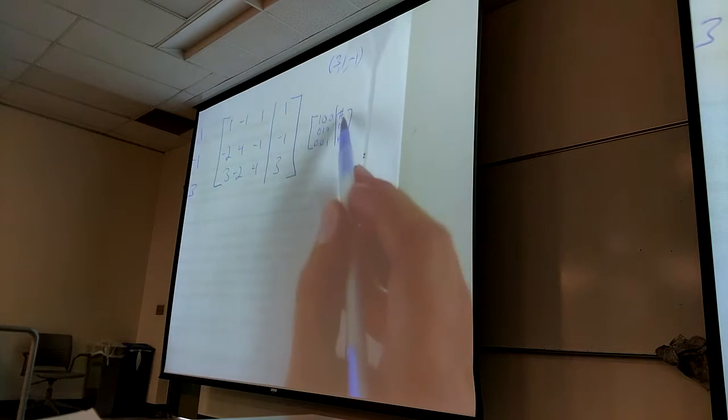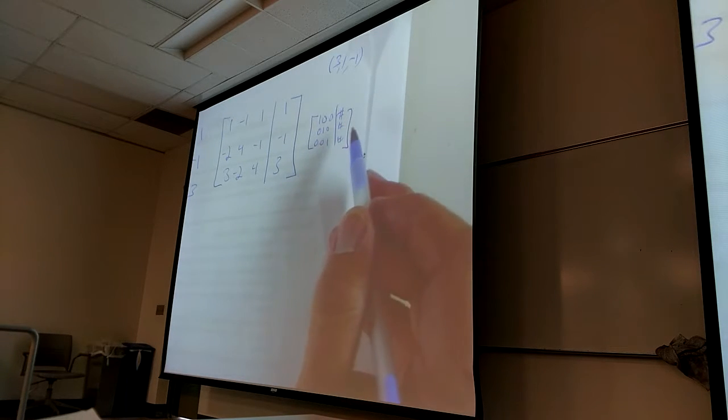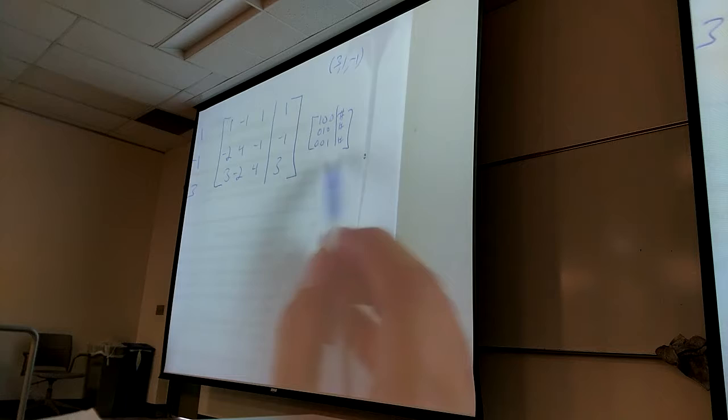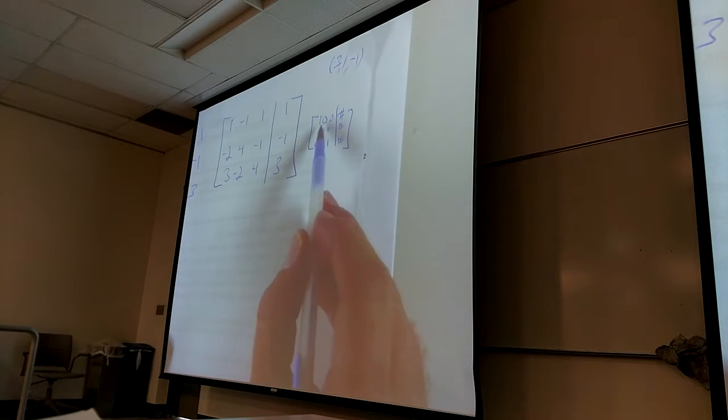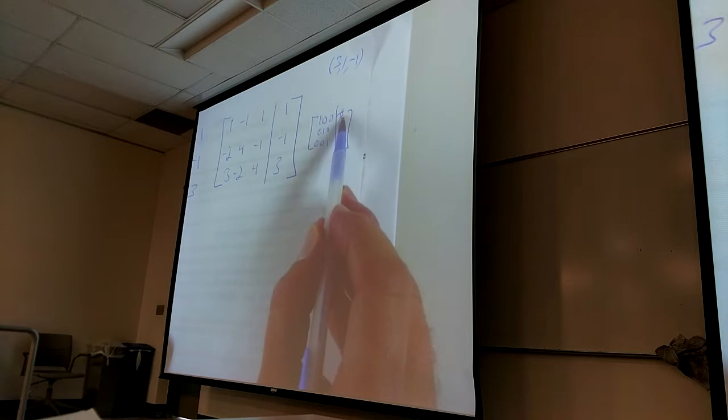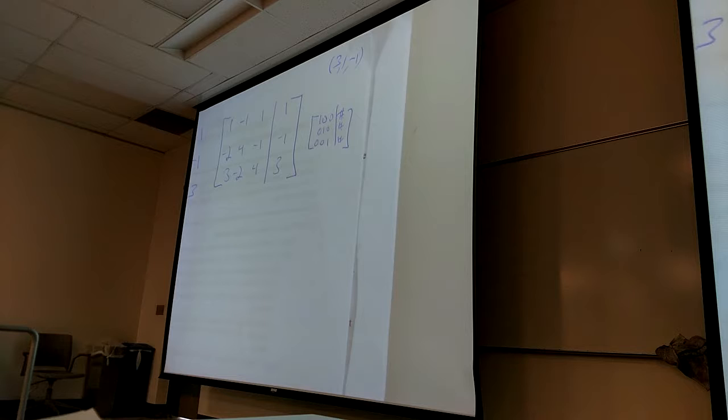Why is this matrix, just on the surface of it, a really good matrix? It's really good because there's a lot of zeros, right? And even better, x equals this number, y equals this number. I know I can just read the answers off, right? It's beautiful.